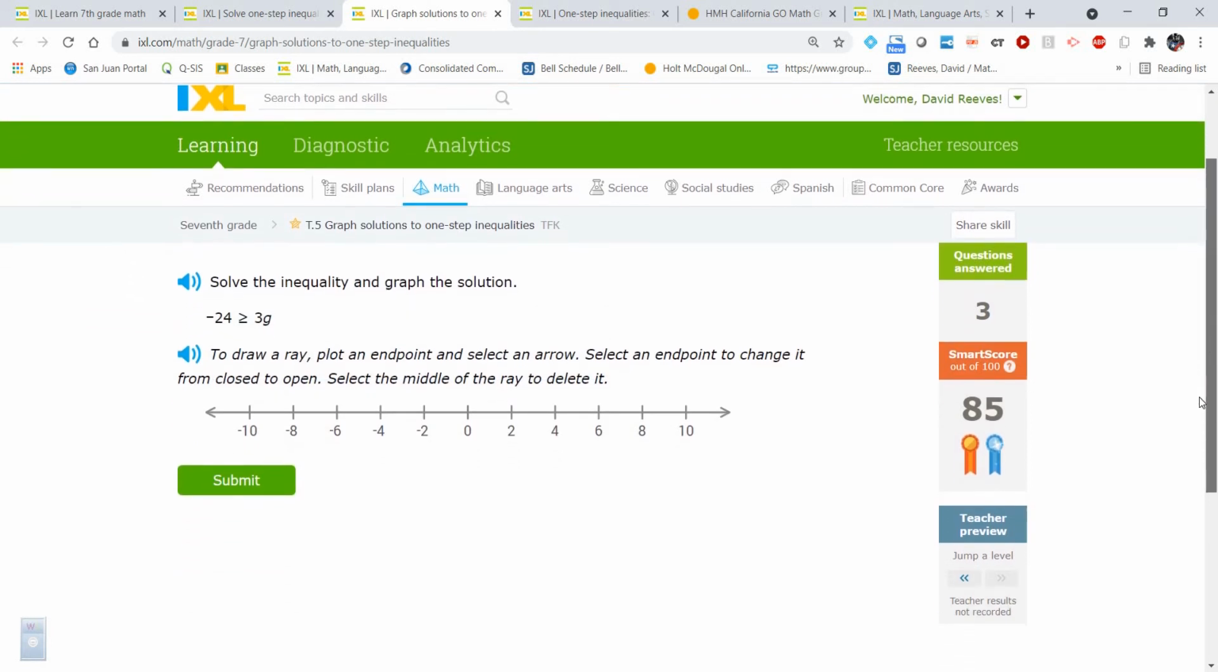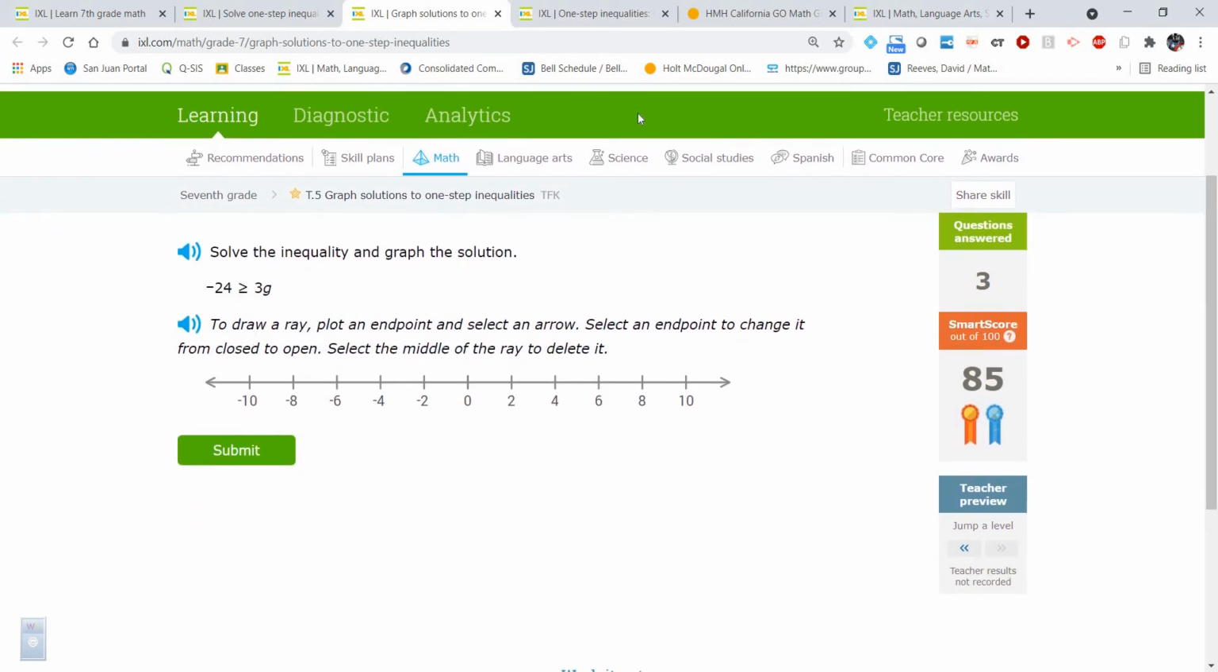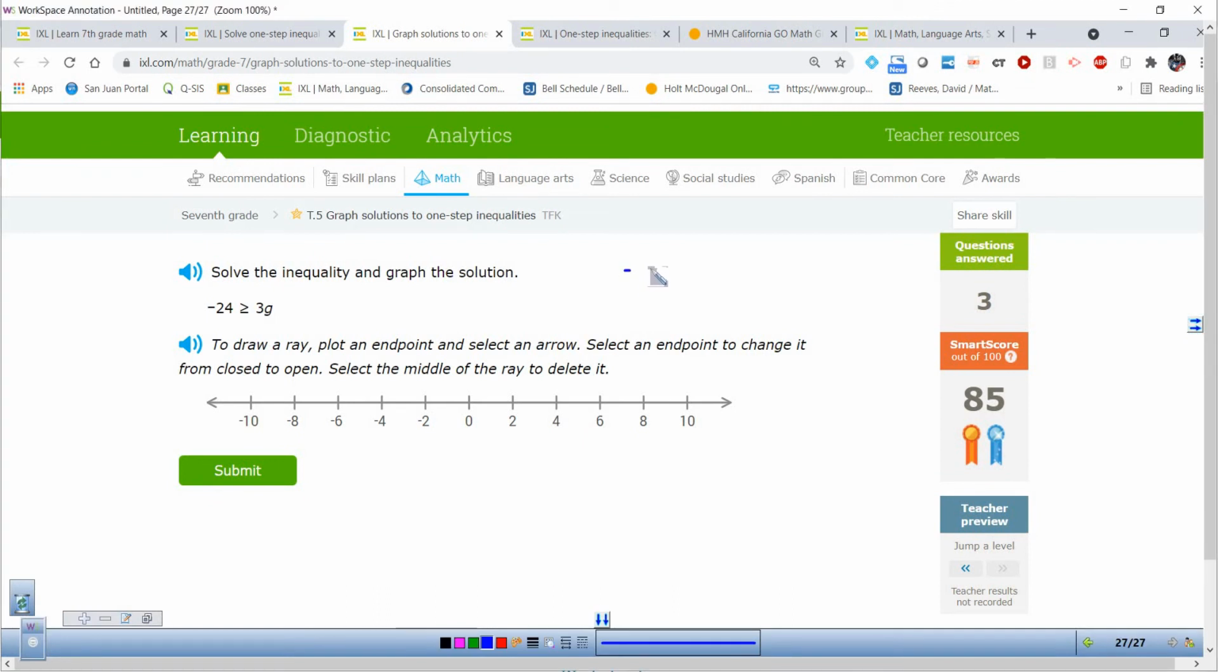Again, wondering if they're going to give us any with negatives. Well, it has a negative, but if you take a look at this one, negative 24 is greater than or equal to 3g. And the variable's on the right, so I'm going to recommend to flip the whole thing around. So when I do that, I get 3g less than or equal to negative 24. So we have a negative, but for us, we're going to divide by 3 because they multiplied by 3. So since we divided by a positive, we do not need to switch it. And we get g is less than or equal to negative 8.